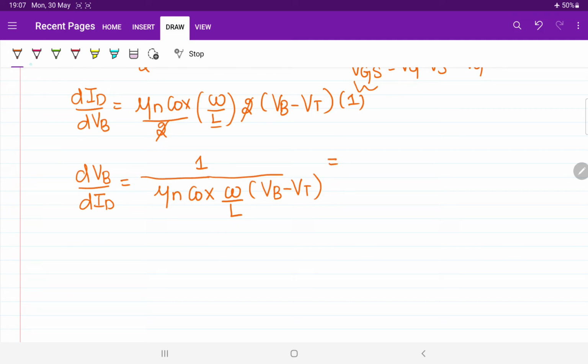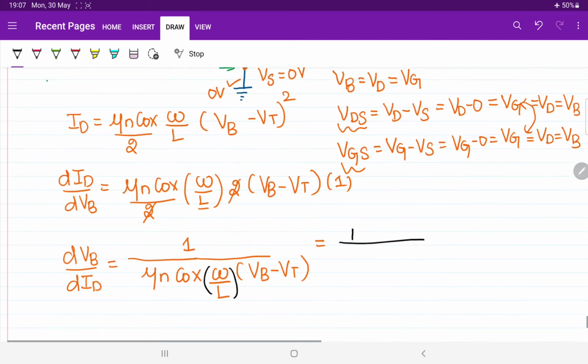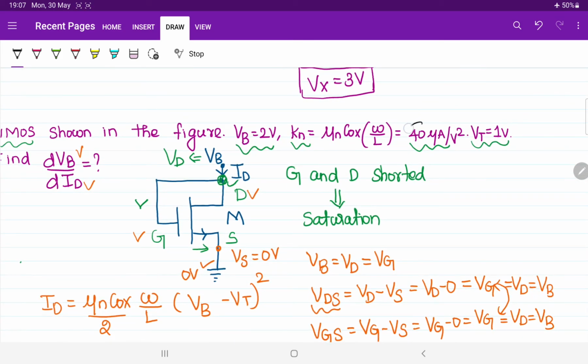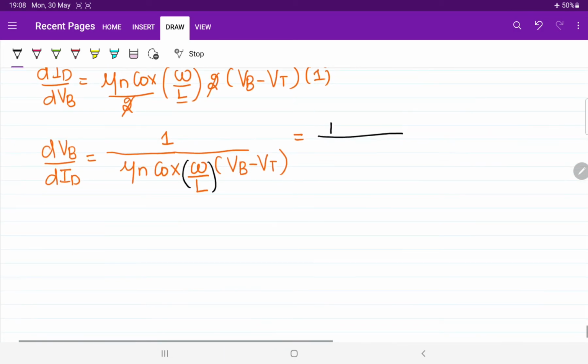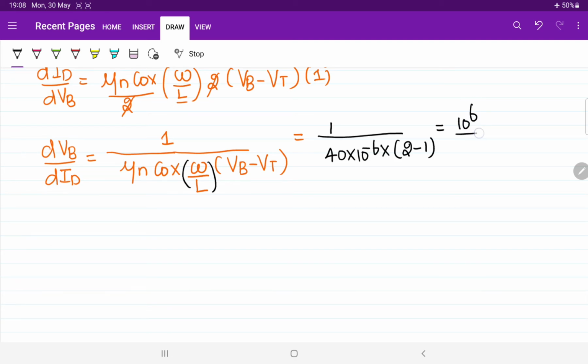Now, do you know all the values in this expression? Yes sir, we know all the values. If you observe, mu n C ox into omega by L is already clearly given in the question. It is equal to 40 microampere per volt square. Micro means 10 power minus 6. So if I substitute that value, the whole value can be replaced by 40 into 10 power minus 6, into, in brackets, VB minus VT. The value of VB is given as 2, and VT is given as 1. So 2 minus 1 will become 1. Further, bring this 10 power minus 6 to the numerator, and it will become 10 power plus 6 upon 40. I hope you all understood.